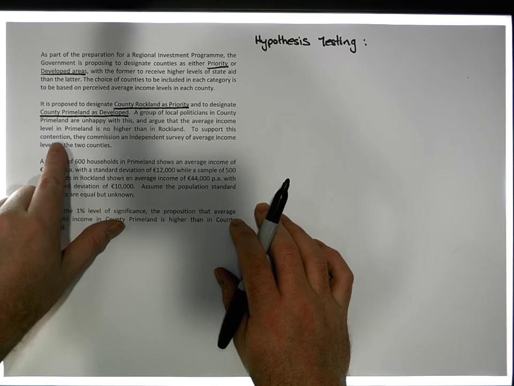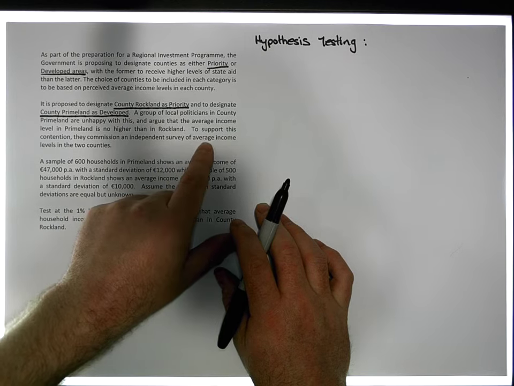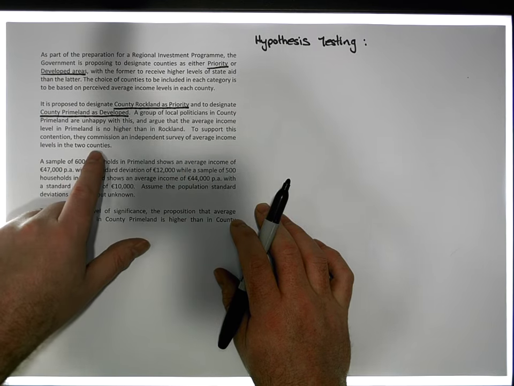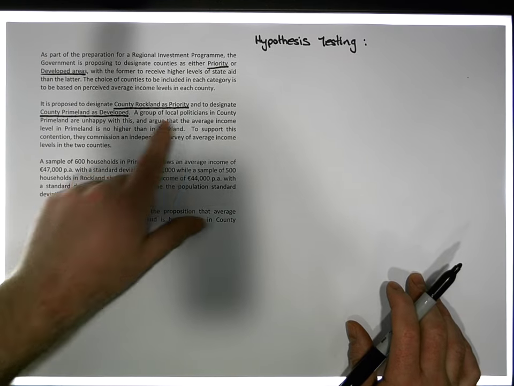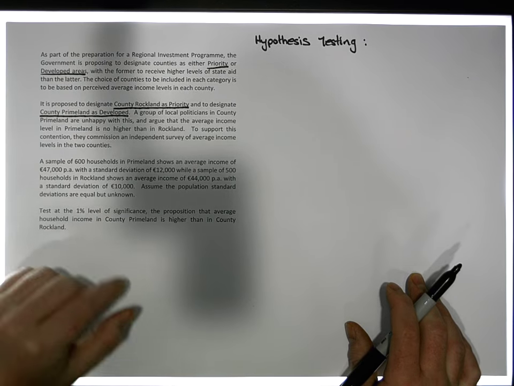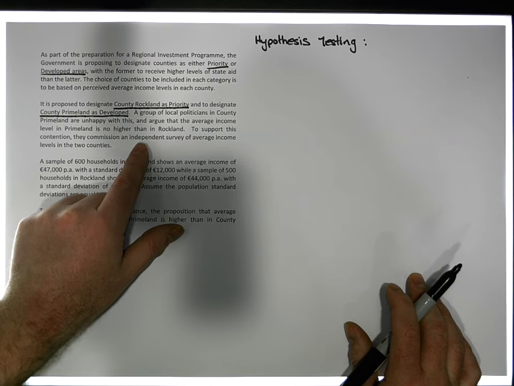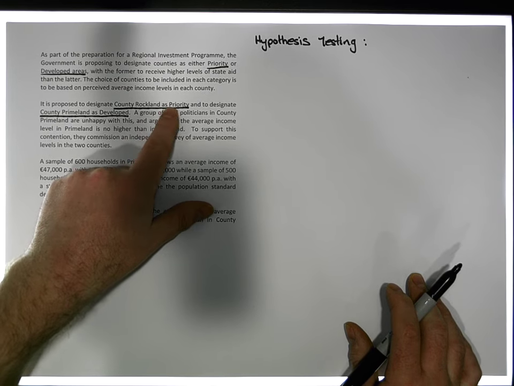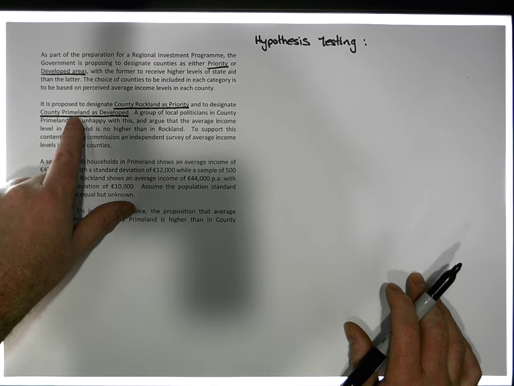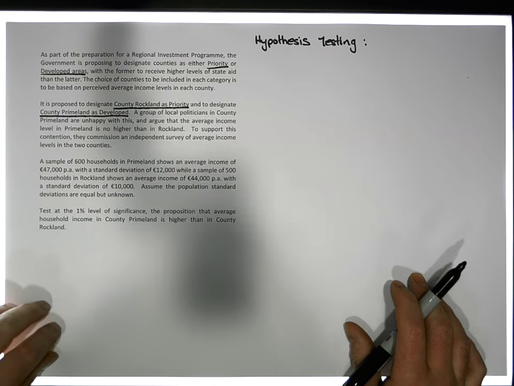And to support this contention, they commissioned an independent survey of average income levels in the two counties. So the politicians in County Primeland have gone off and commissioned an independent survey that's going to consider people from Rockland and also people from Primeland, and more importantly, consider their average income levels.